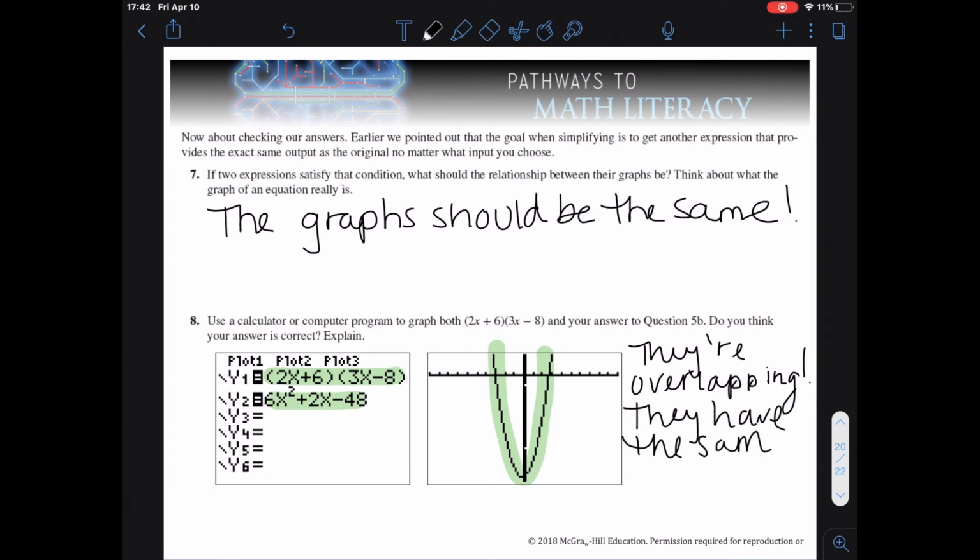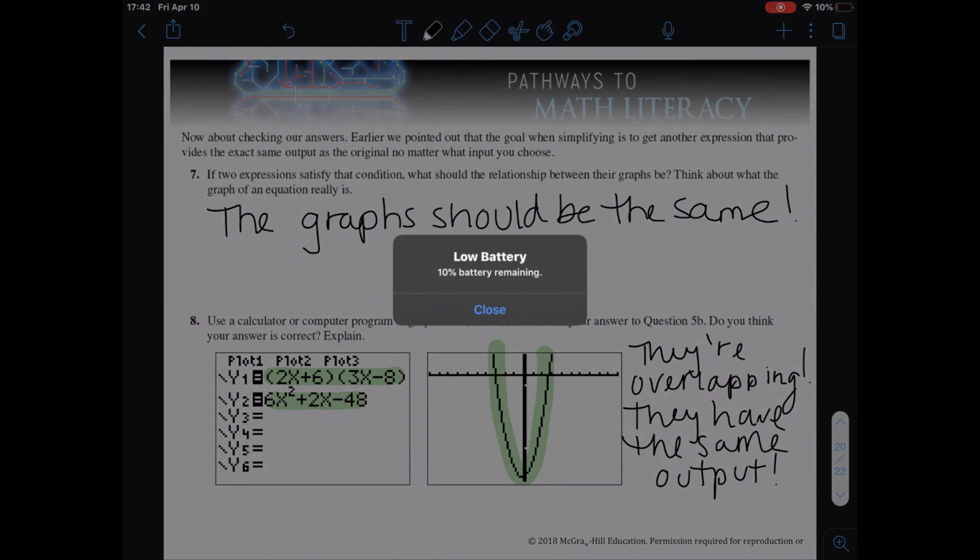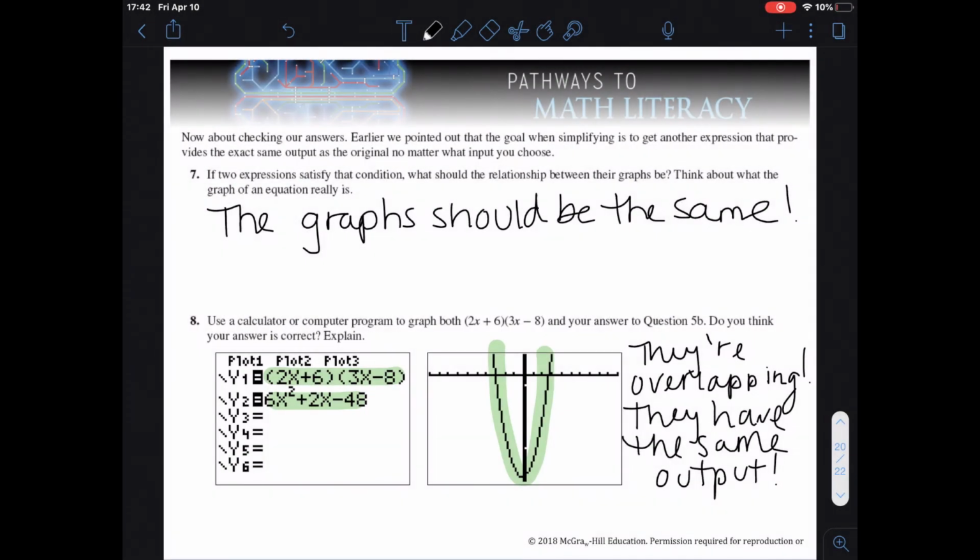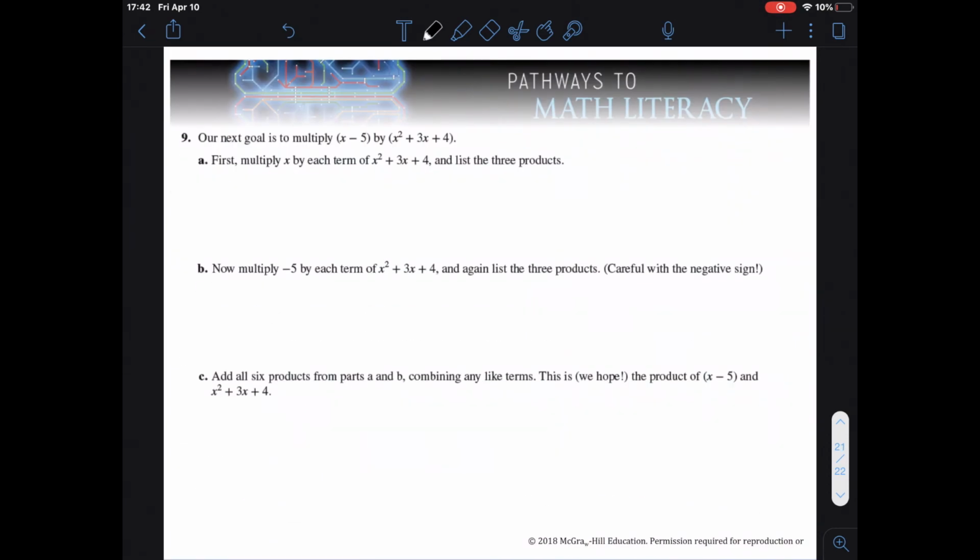Which is what we should have. So this leads into the very last thing we want to do, which is going to multiply something that has 2 terms in the factor by 3 terms. And it's still the same process.